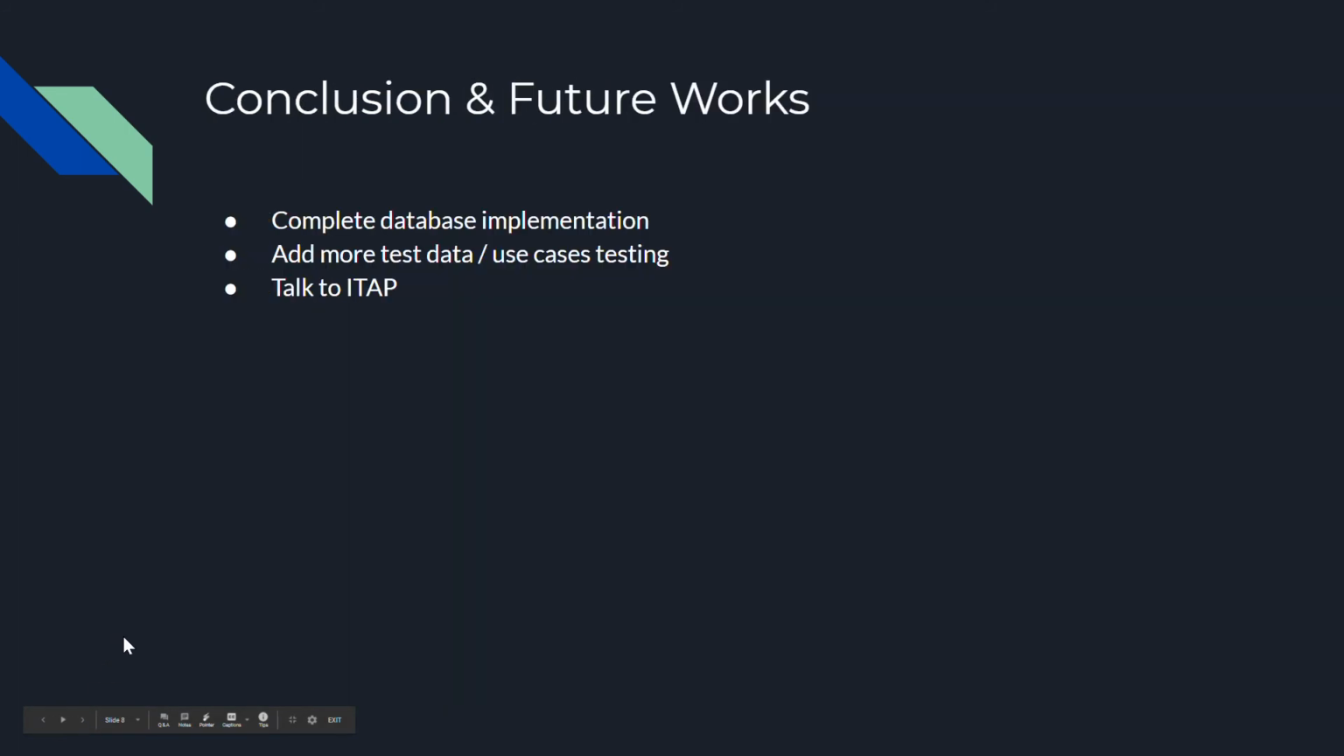So as you can probably tell, we still need to complete our database design and implementation. In addition, we need to add more test data for future use case testing to make sure our project is as perfect as can be with the least number of bugs. And finally, with the advice of Professor Min, we're planning to talk to ITAP to see if they can sponsor us for this project. And yes, we know that two of us are planning to graduate this semester, but if this project does gain momentum, we're more than happy to continue working on this project for not only our own experience, but for future Purdue students.